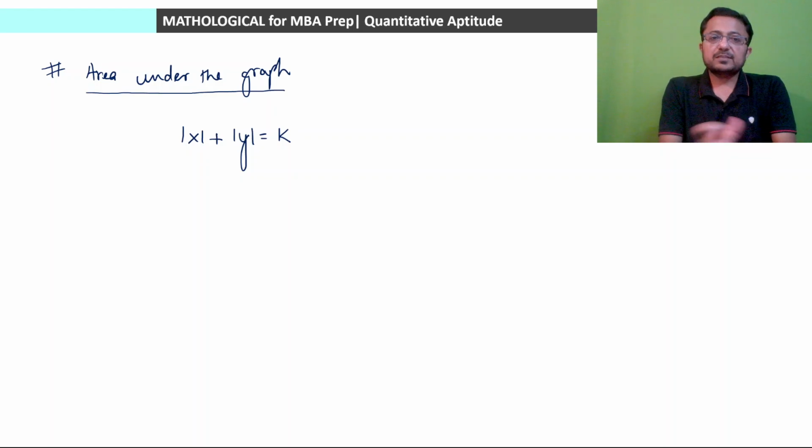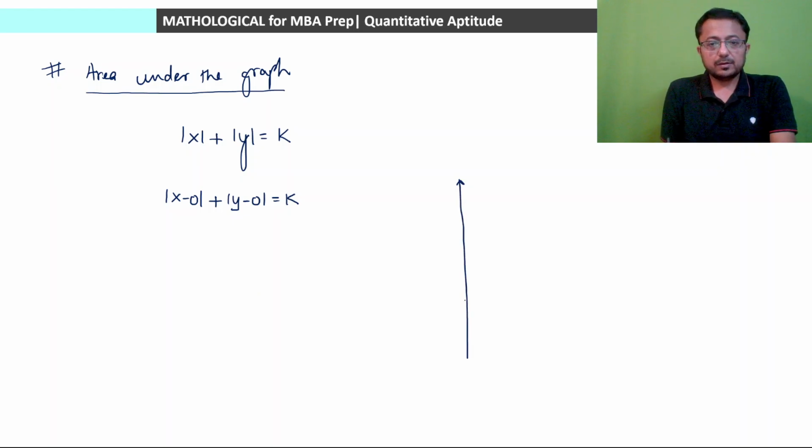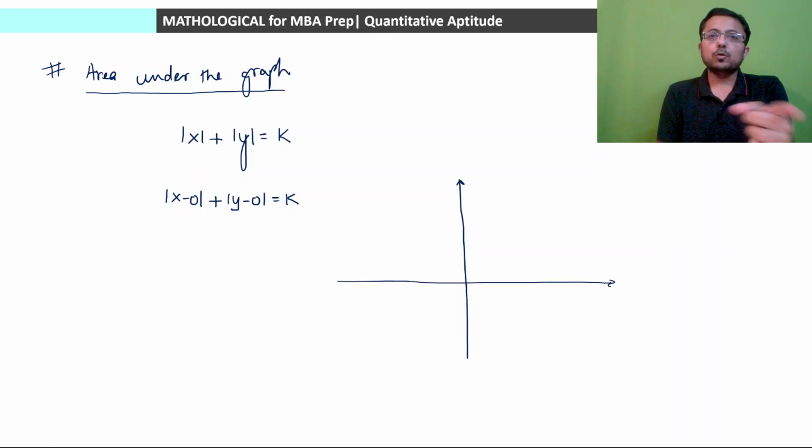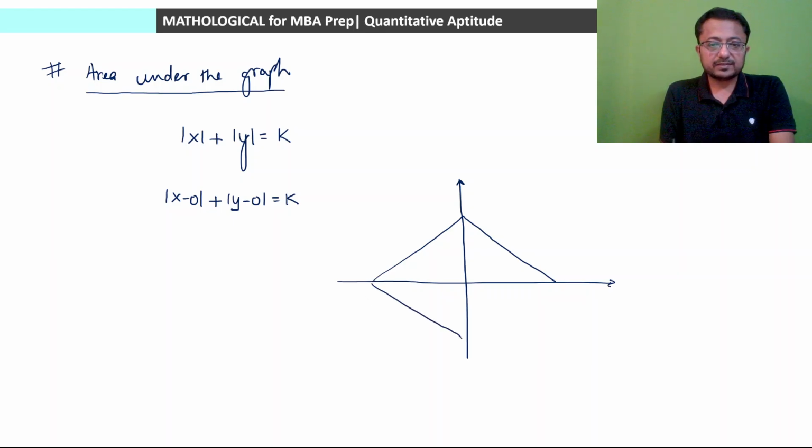If mod of x plus mod of y is equal to some constant k, mod of x is basically mod of x minus 0, which is the distance of x from 0. Similarly, mod of y is the distance of y from 0, and the sum of their distances is equal to k. So the graph for this equation is a rhombus, because if both x and y are positive, mod x plus mod y will open as x plus y. So in that case, the equation will be x plus y is equal to k, which will be this line. Similarly, there will be other lines, and the shape of this graph will be a rhombus.